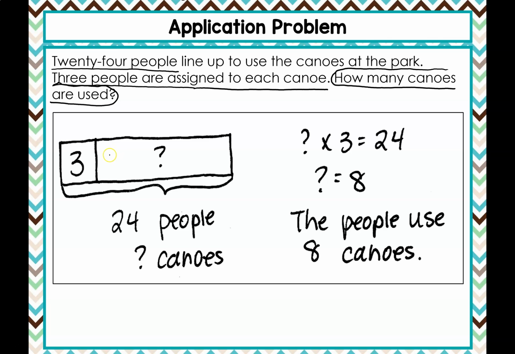So if we were to solve using our tape diagram, we could have kept adding groups of 3 until we got to 24. So we could have skip counted by 3s until we got to 24. And it looks like if we were to do that, we would have figured out that there are 8 boxes of 3. Okay, so there would be 8 canoes. So question mark equals 8. That's what we were trying to solve for. So in a complete sentence, we would say the people use 8 canoes.